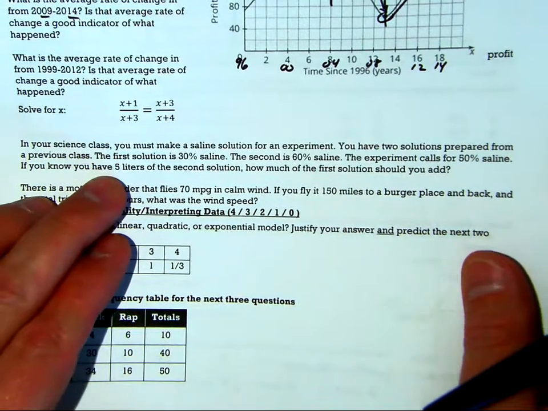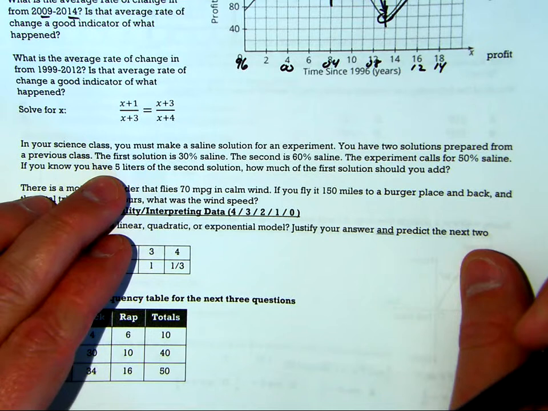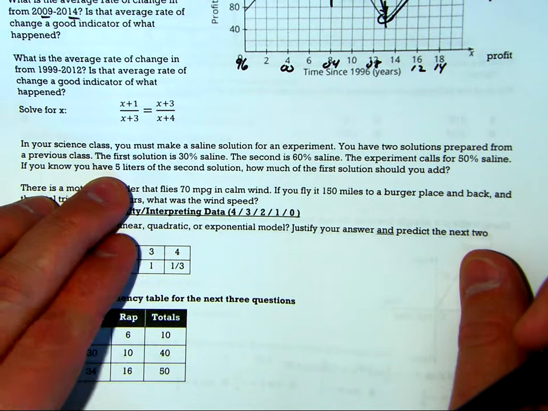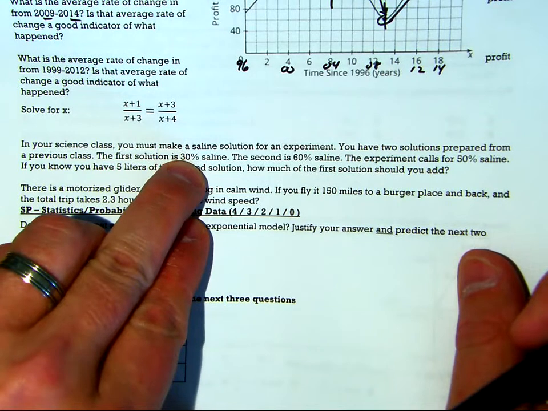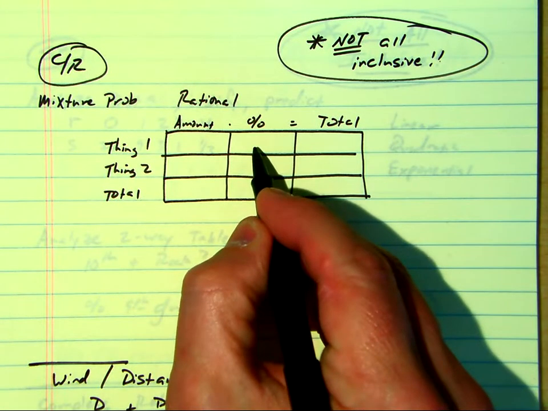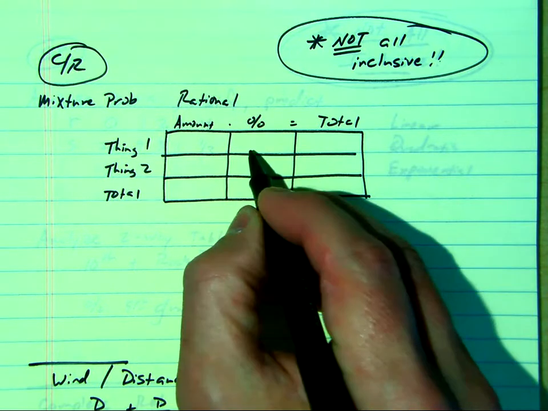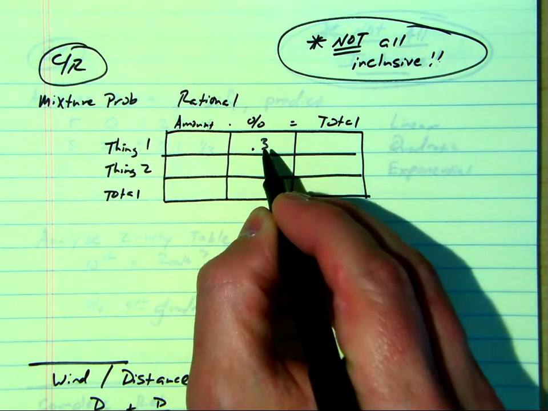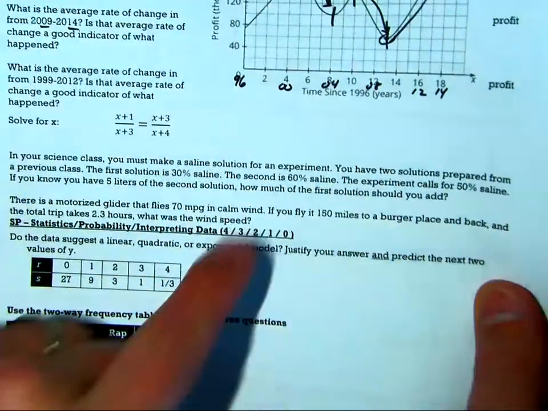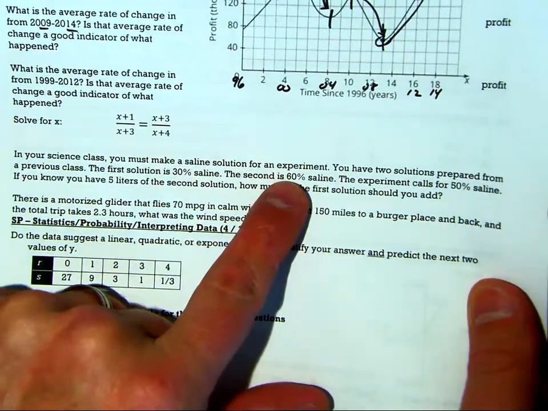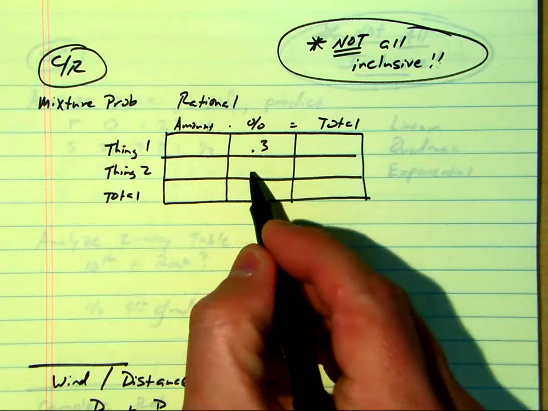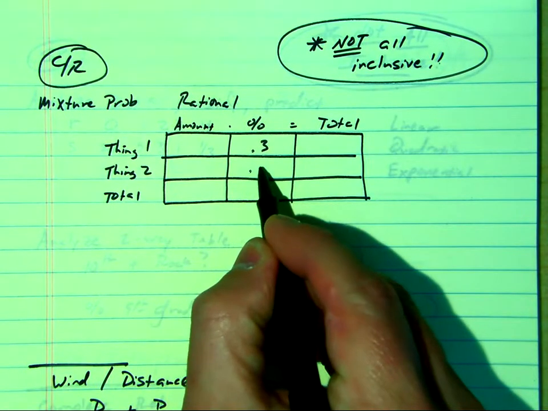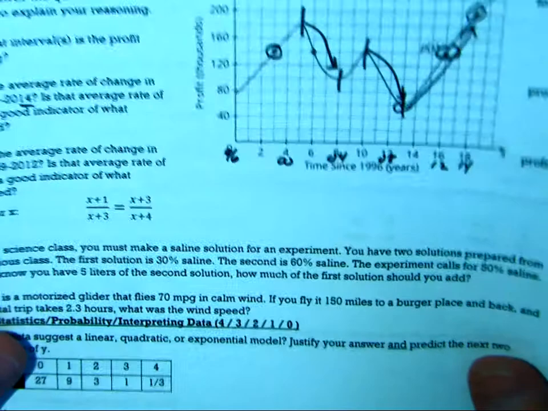Okay, so this is the problem, the science class. We've got to make a saline solution for an experiment. I have 2 solutions prepared from a previous class. The first solution is 30% saline. So what percent is it? What do I put right there? It's 0.3, not .30. Okay? The second is 60% saline. So what's the decimal that goes right there? 0.6. No need for that 0.